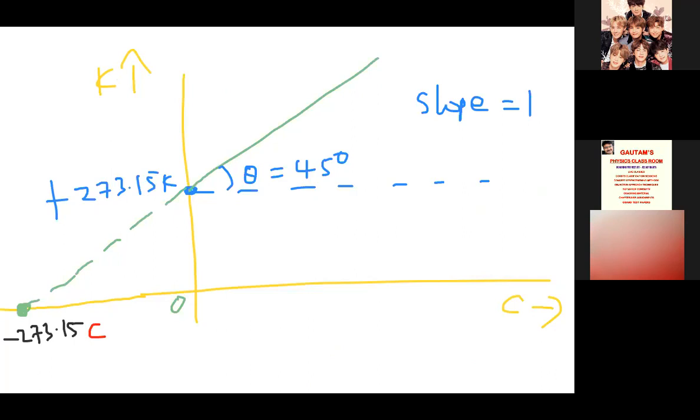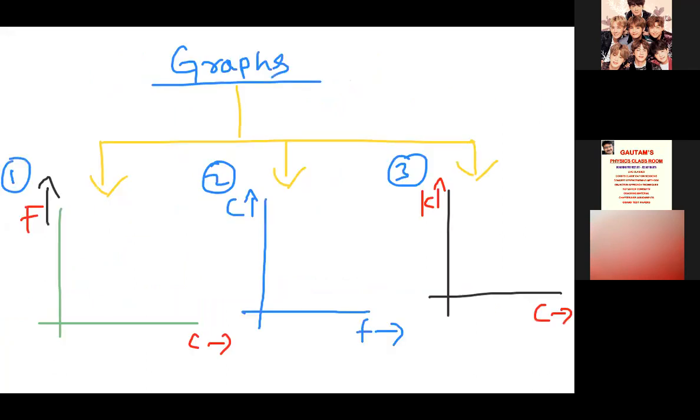Any doubts still, any student can ask. I think these things are clear now, and this is the information about the graphs. We discussed three types of graphs in today's class. The first one, Fahrenheit and centigrade, second one Celsius and Kelvin, third one Kelvin and centigrade. I hope you are clear with the graph information we discussed in today's class.